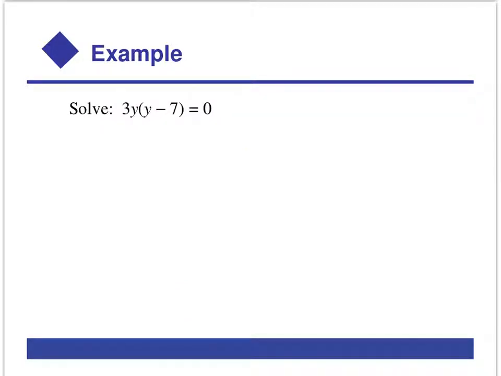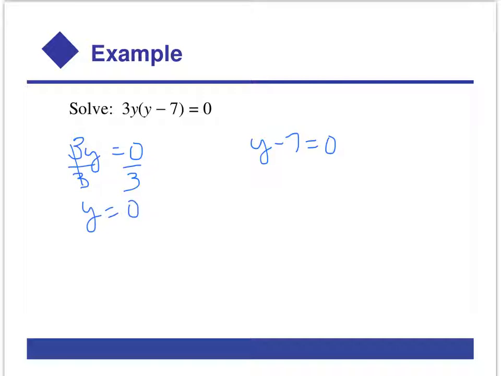We're going to continue on. So now we have 3y equals 0, and then y minus 7 equals 0. Divide both sides by 3, so y does equal 0. Add 7 to both sides, and y equals 7. So our answers on this one are 0 and 7.